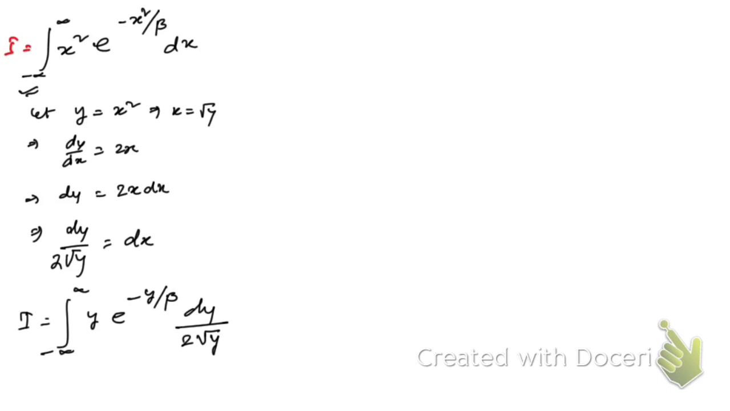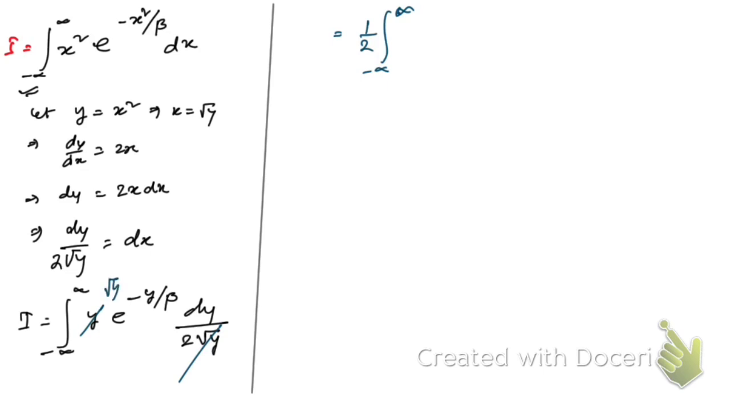So in that case, 1 by 2 is a constant, it can be taken out, the integral from minus infinity to plus infinity, and if you cancel y by root over y, you get root y. That means you can write y to the power half, then e to the power minus y by beta dy. You can write it this way.